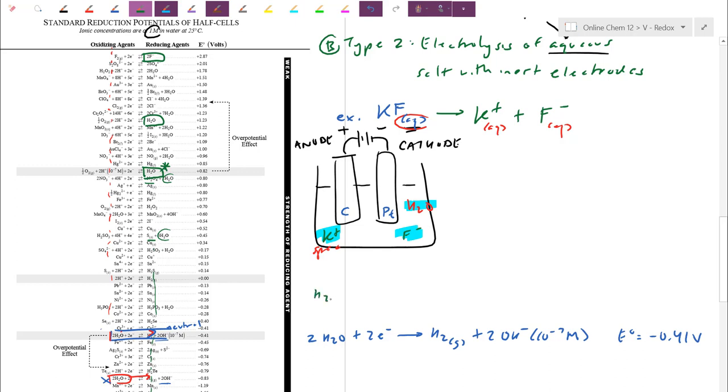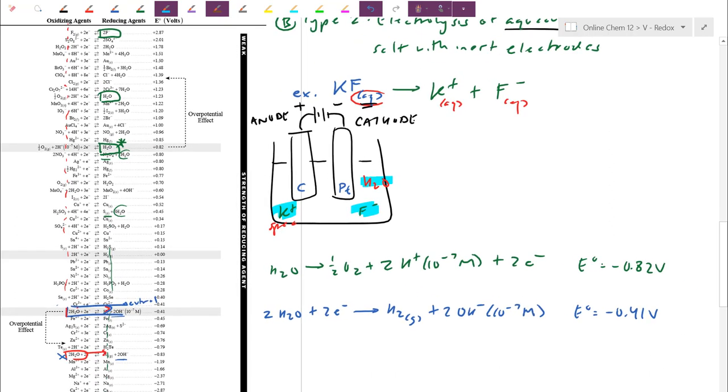It's written left to right here, so I'm going to flip it around. The oxidation is actually water, one-way arrow, ends up forming half an O2 plus 2H+, 10 to the negative 7 molar, and then we're going to have 2 electrons. The voltage was written as a reduction potential. If I want to go oxidation, I just flip the sign, so that's going to occur at negative 0.28 volts. So let's just clean this up here, and then we can make our observations.